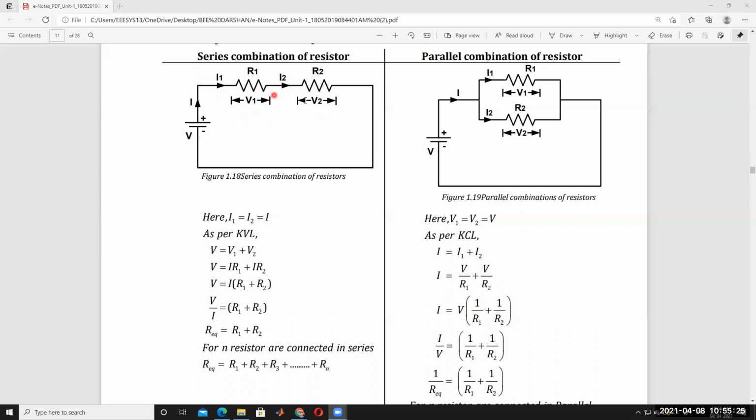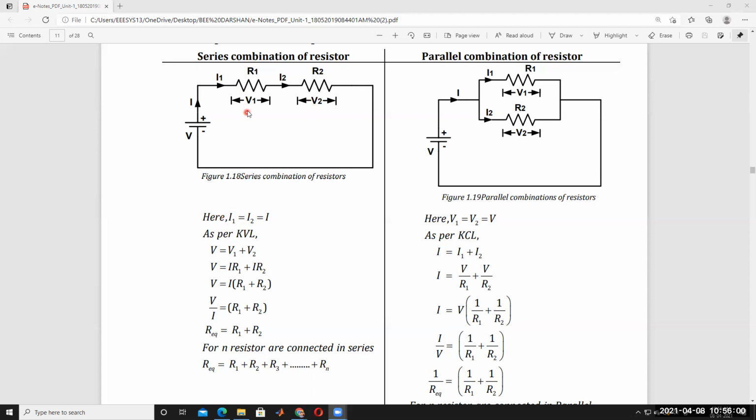So what is the current in a series circuit? It is the same. Current is not dividing in a series circuit. R1 and R2 are connected in series, so whatever current flows through R1 is the same as the current flowing through R2. That's why the source current I1 is equal to I2 is equal to I. All currents are the same in a series circuit.